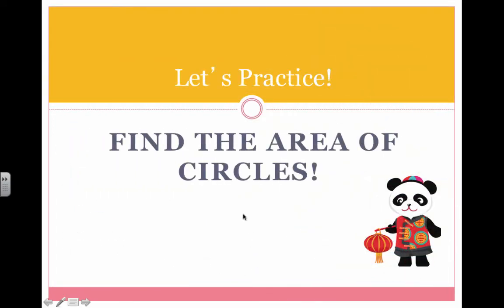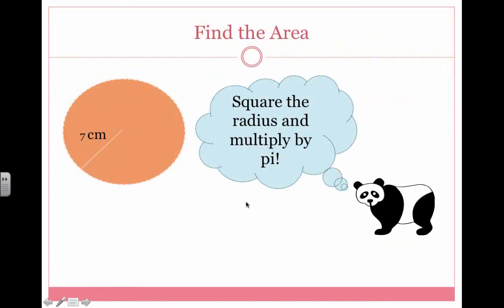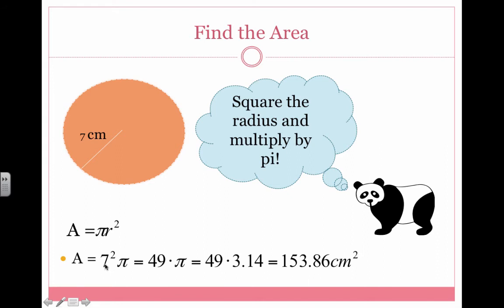So let's practice. Find the area of the circles. All right, find the area. Remember, you're going to square the radius and multiply it by pi. So area equals pi r squared. That will be area equals 7 squared times pi, which is equal to 49 times pi, which is 49 times 3.14, equals 153.86 centimeters squared. Remember, you're multiplying centimeters times centimeters here, so it's going to be centimeters squared.